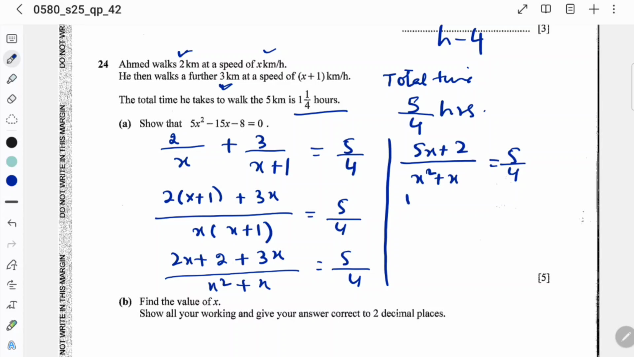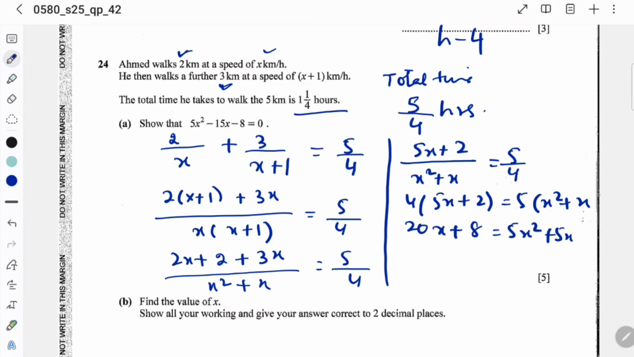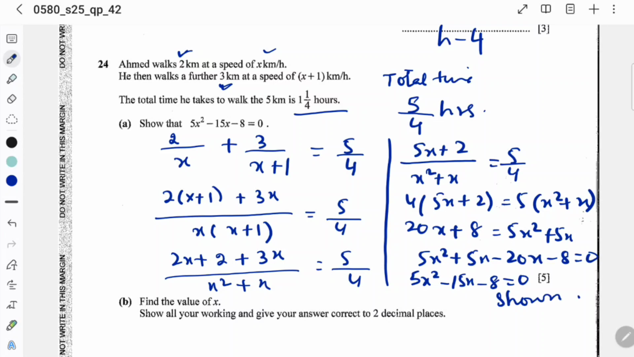Now you can cross multiply. 4 times 5x plus 2 is equal to 5 times x square plus x. 4 5s are 20, so it is 20x plus 8 equals 5x square plus 5x. Alright, 5x square plus 5x minus 20x minus 8 equals 0. 5x square minus 15x minus 8 equals 0, shown. Alright, so we have shown this equation.